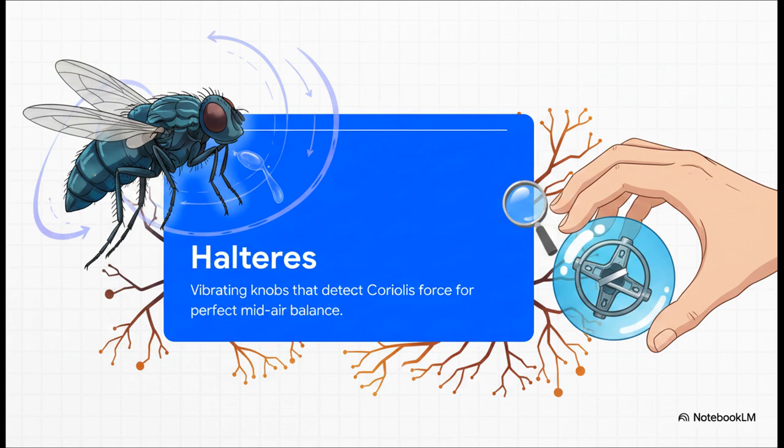As the fly zips around, these halteres experience what physicists call the Coriolis force. Sensors at the base detect those minute physical forces in real time. They are literally built-in organic gyroscopes, telling the fly's brain exactly how its body is rotating across 3 dimensions. It's why Diptera are basically unmatched in aerial agility.